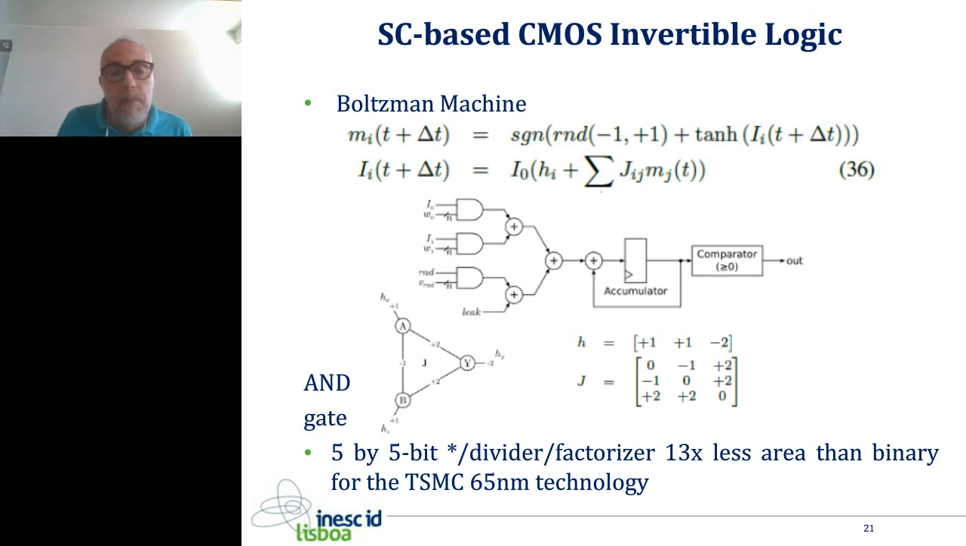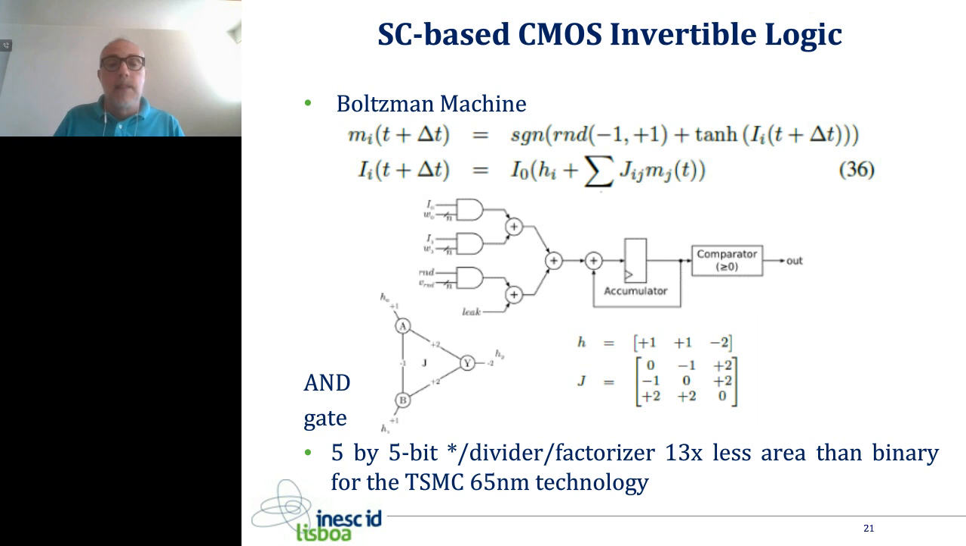So you have several implementations in research works. For instance, you have a 5-bit multiplier, divider, and factorizer. Because it is invertible, you can do multiplication, and at the same time, you can apply the same circuit for division or factorization, and it requires 13 times less area than the corresponding binary design in 65 nanometers CMOS technology.